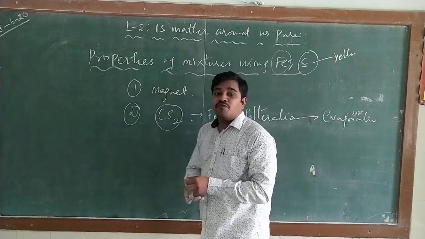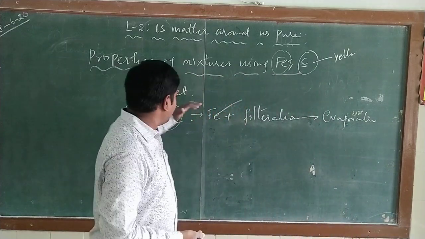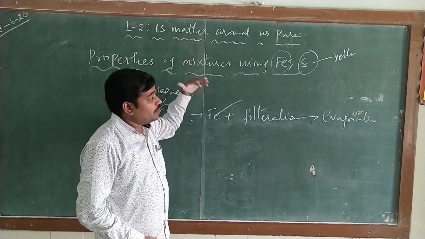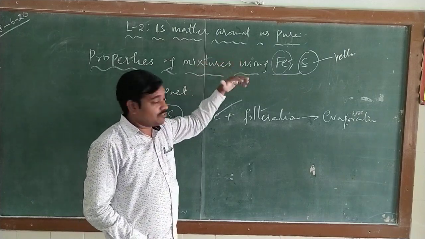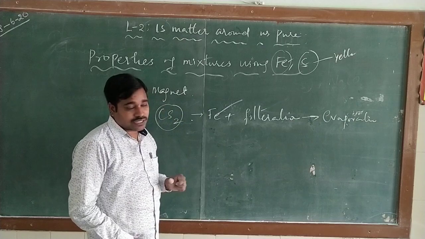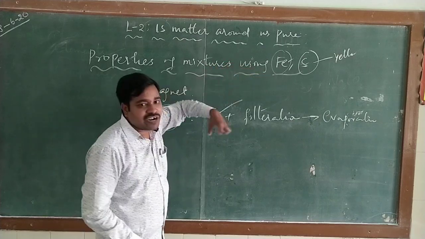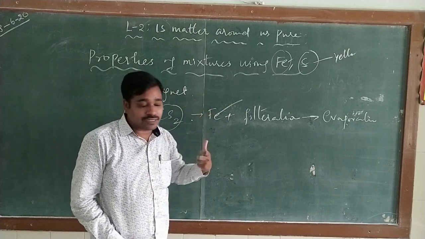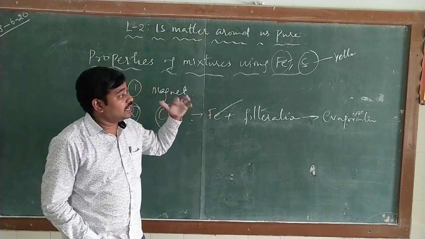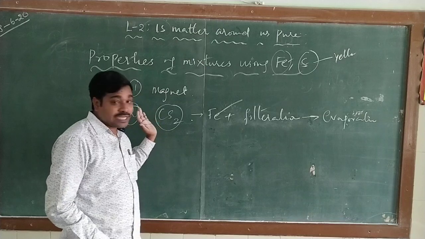Remember carefully, what is the first method we are going to use? The first method we are going to use is a magnet. We can separate the mixture of iron and sulfur by using a magnet. When you take a magnet near the iron and sulfur mixture, the iron is attracted towards the magnet. That is one method.